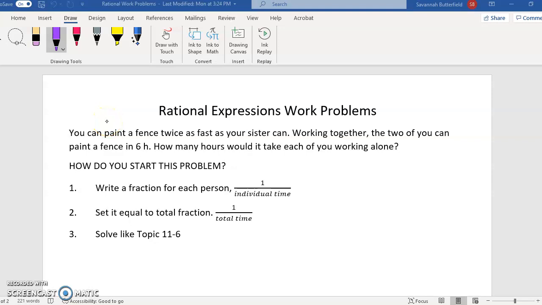Alright guys, today we're going to be going over solving rational expression work problems. So this is a continuation of 11.6, just a little more specific. So first, let's look at this example problem.